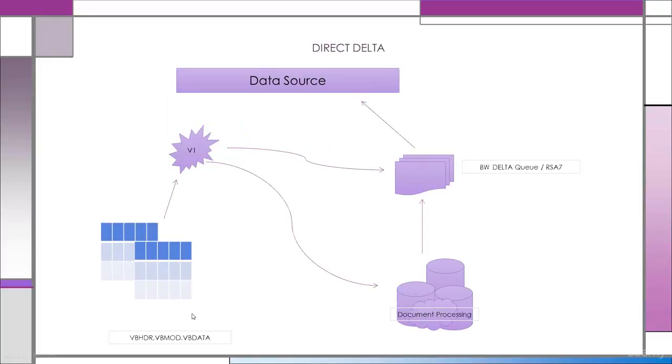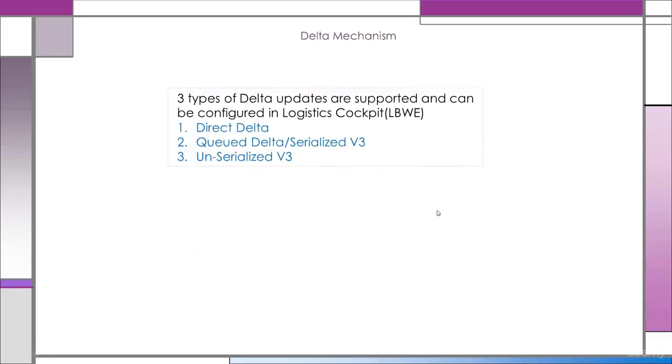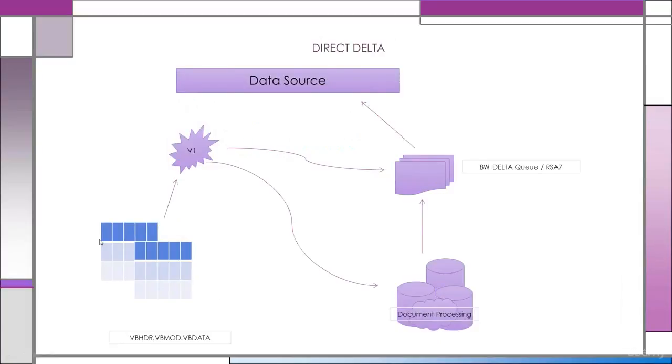So what happens here is, whenever data is loaded from the application table, the data is moved into the V1 update directly. For example, direct delta means every time a document is created, the process is triggered, and the data is loaded into the application table and then the delta queue, and from there the data goes to the data source. Okay, this is a direct delta.